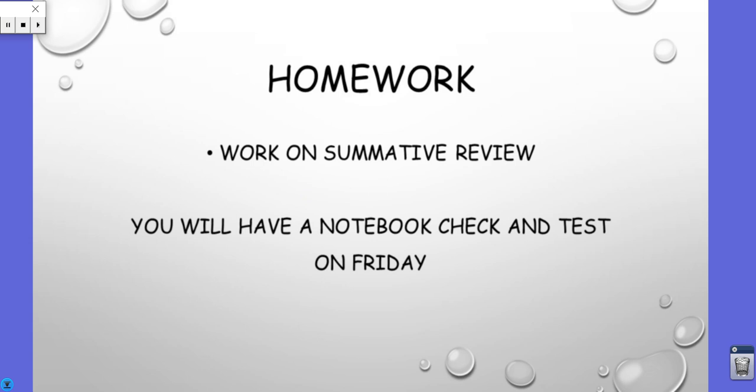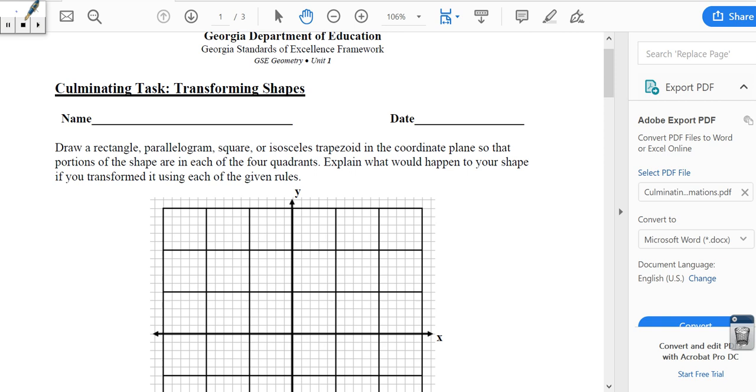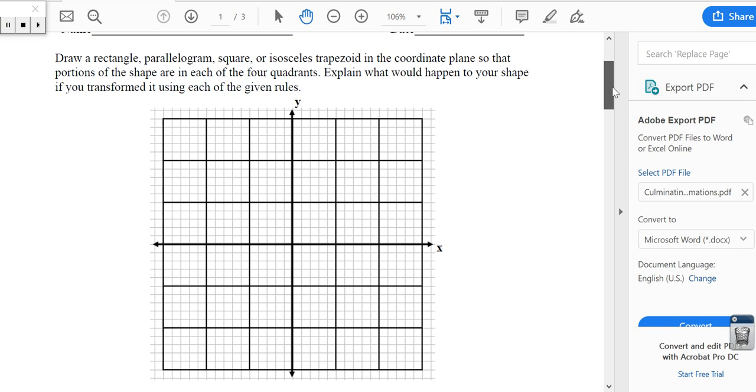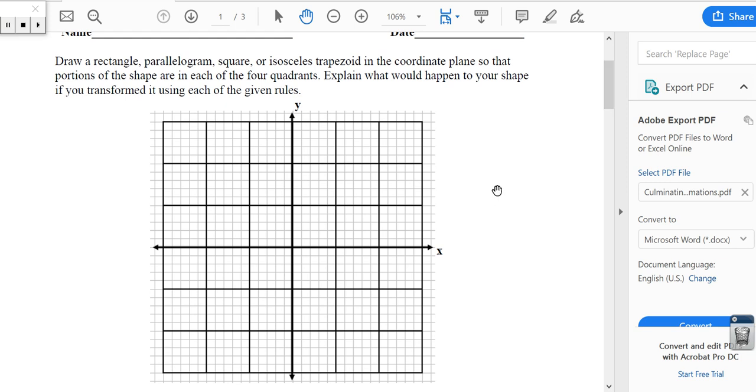Okay, so we are working on a summative review. Hopefully we started working on this in class already. So I'm going to give you the answers to the transformation part of your summative review. Let's see. So this is a state task, and I'm going to show you how to work it out. I will not be moving all of these points on here. Most of them I'll just go through and show you how to read the ordered pairs.